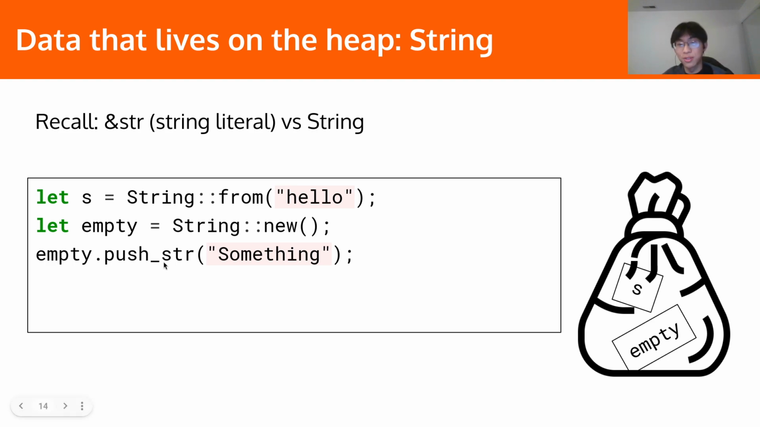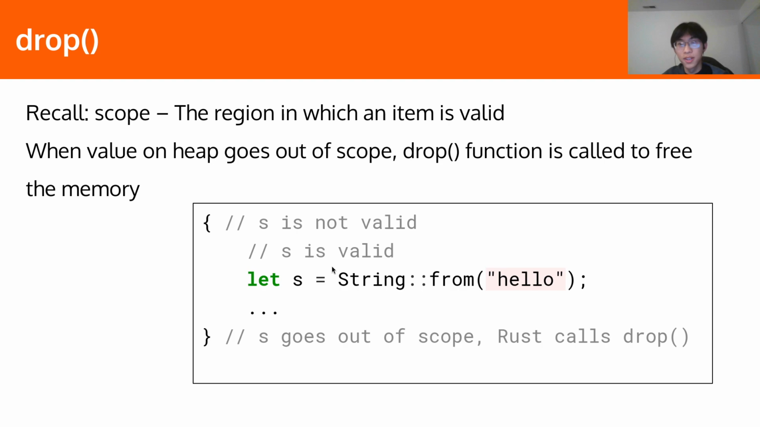And the reason we're allowed to do this is because we can ask the heap for more memory, right? So even though this string is empty and it doesn't take any memory on the heap at all, when we push_str, we can always ask for more heap memory to put these new characters on the heap. So if we go back to the idea about scope, the region in which an item is valid, when a value on the heap goes out of scope, the drop function is called to free the memory.